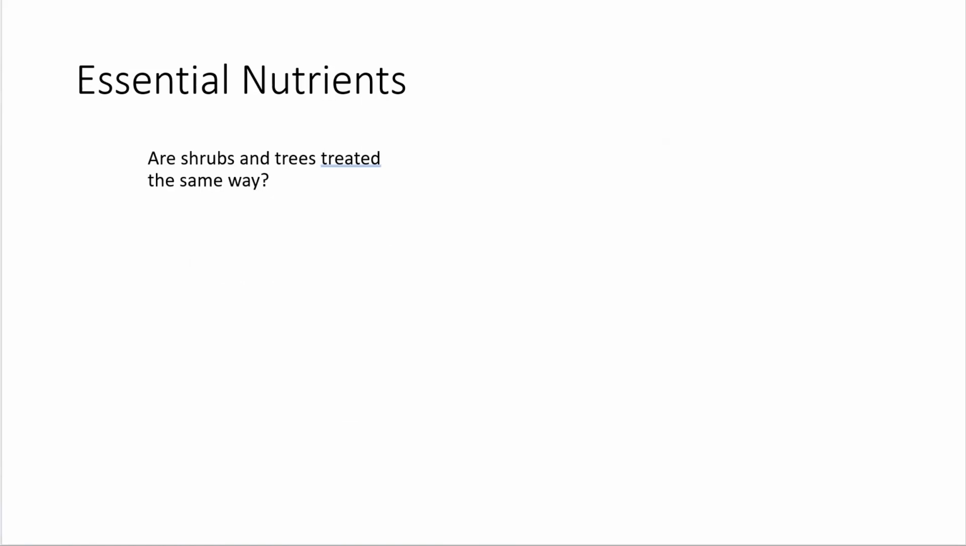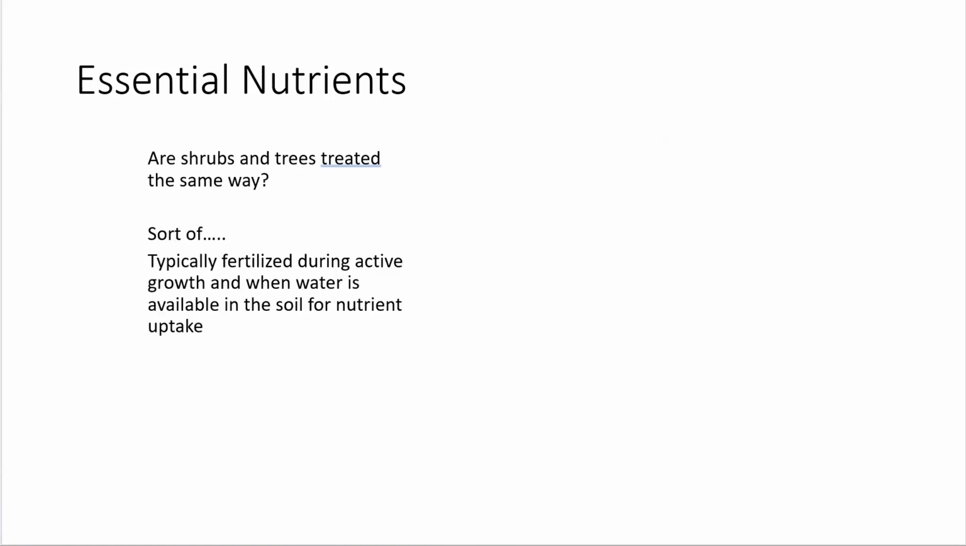Now, are shrubs and trees treated the exact same way? Sort of, right? For the most part. Typically, they're fertilized during active growth and when water's available in the soil for nutrient uptake. So trees and shrubs are, yes, treated with fertilizers, but not necessarily in the same way as lawn. The application is a little bit different. The way that you deliver those nutrients can be very different.